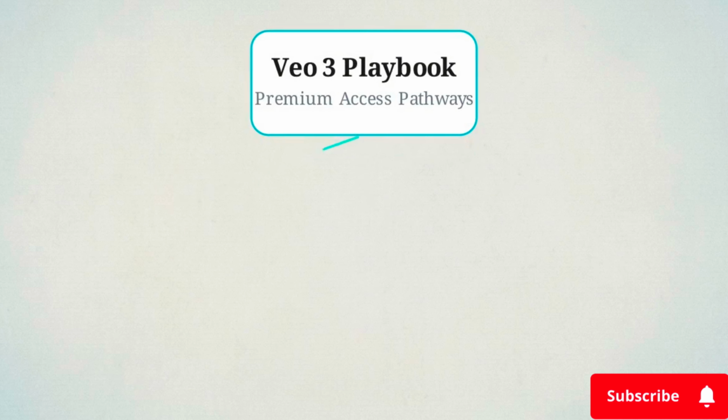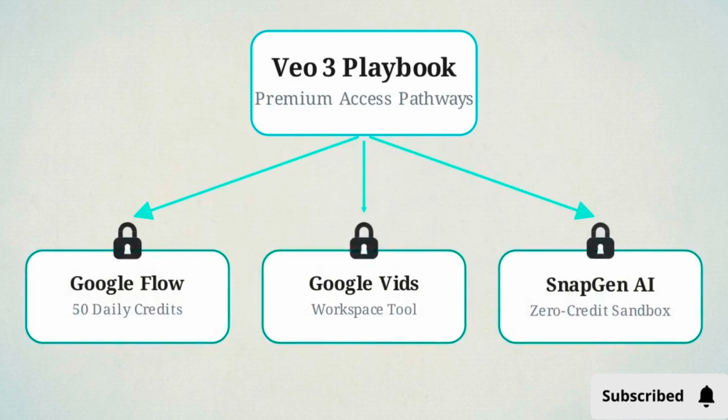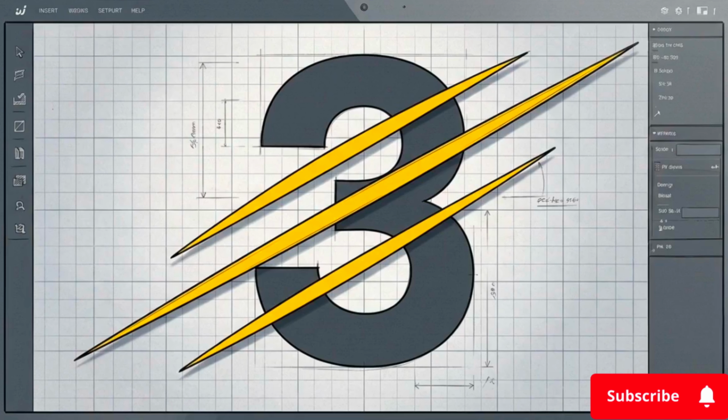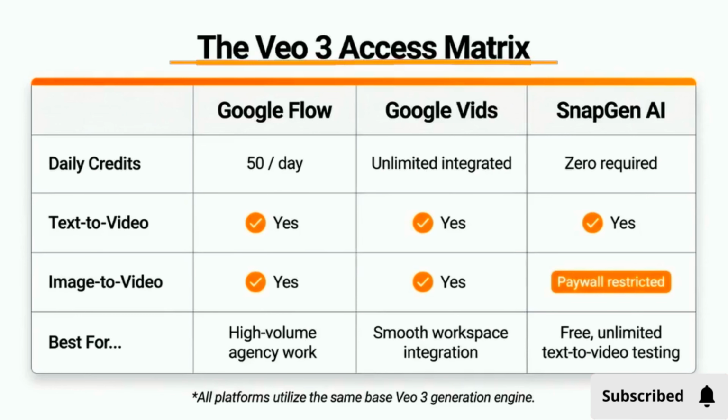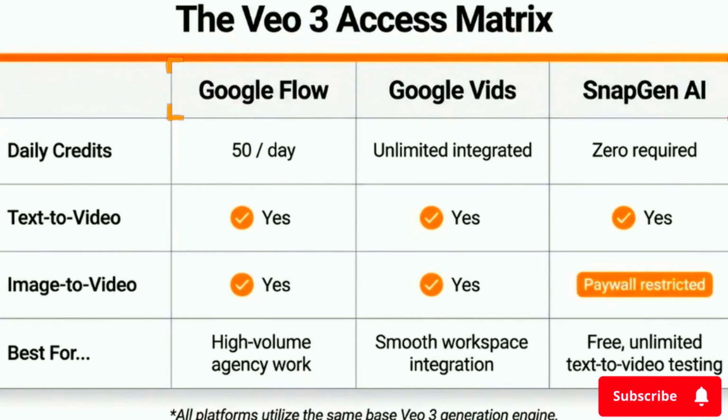This playbook details exactly how to utilize these pathways to access premium video models without the standard entry costs. We are going to walk through 3 specific, entirely distinct methods to bypass standard paywalls. Here is a quick look at the matrix we're building today. By mastering these 3 access points, you can generate a high volume of professional video without increasing your production overhead.